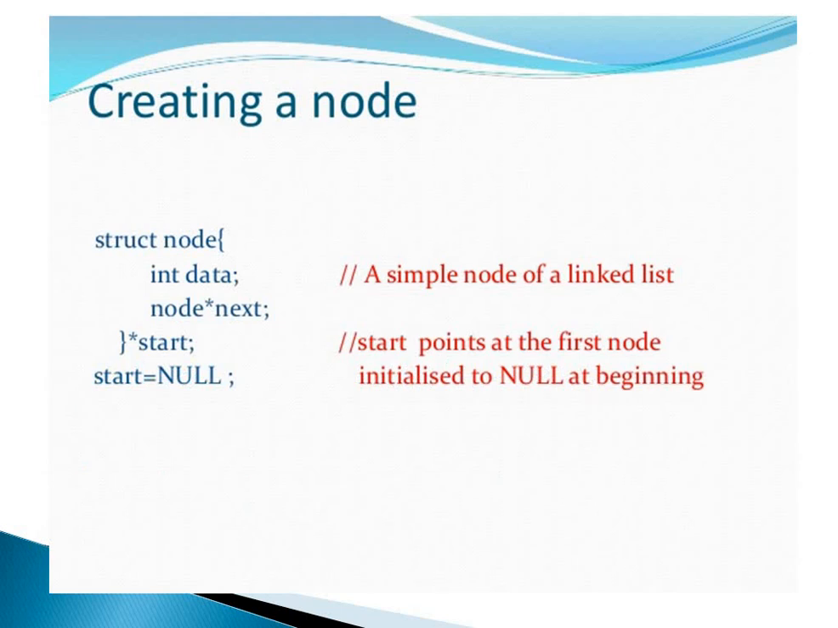How to create the node? This is the structure of the node. When you write a program, we always start with the structure: struct node { int data; node *next; }, and then *start, and again we are starting with the null pointer. So start is equal to null, because when you start there is no other element in the linked list.